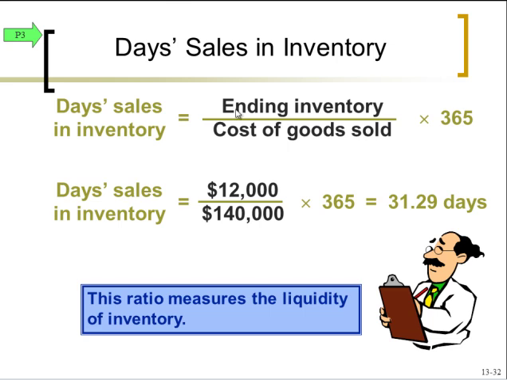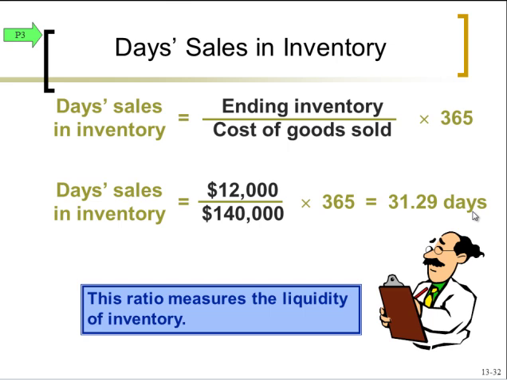So here in this case, it's ending inventory divided by cost of goods sold, but you multiply it by the number of days in the year, 365, again, to convert it to a day figure. Here we have 31.29 days. This tells us that we could stop getting inventory and we'd still be able to sell product for 31 days before we ran out.